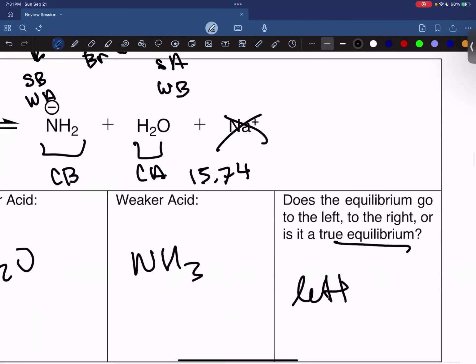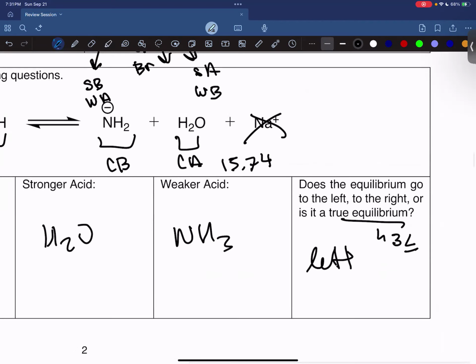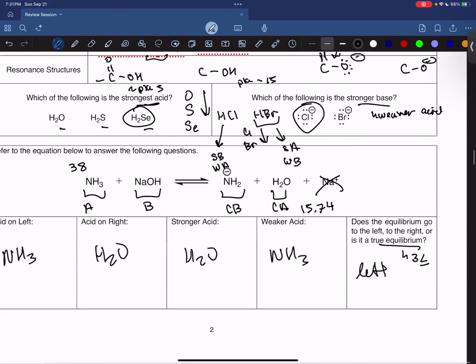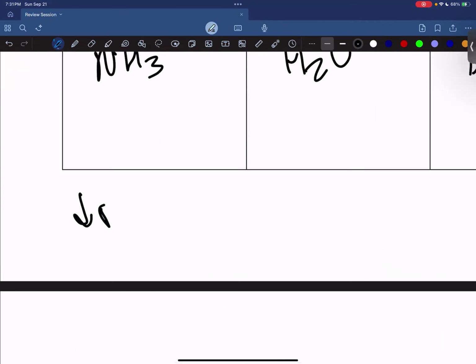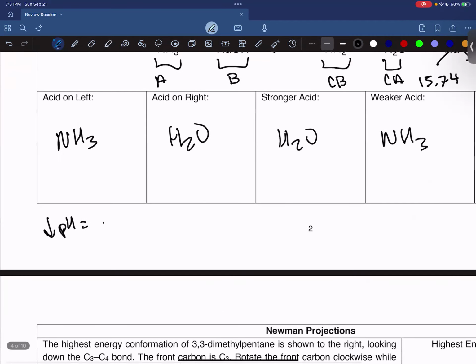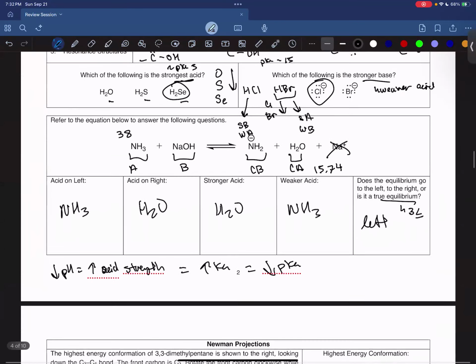Remember, a true equilibrium, I think, is if it's 3 or below, so less than or equal to 3, then it's going to be equilibrium. Just watch out for that. For pKa, remember that the lower the pH, which is higher acid strength, the Ka is higher, and the pKa is the negative log of the Ka, which is lower. So this is kind of the general trend thought process. Any questions?